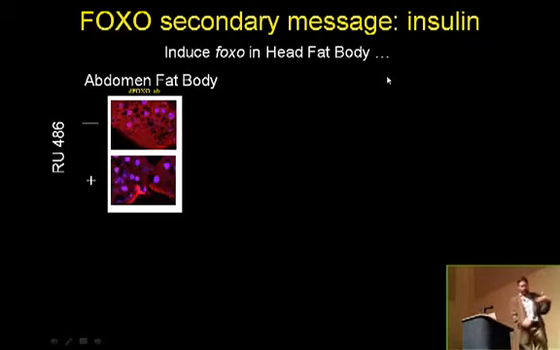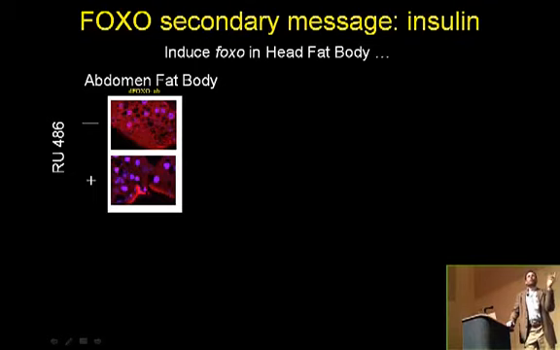The way we discovered this was Meng Ping, who was working on this at the time, dissected fat body out of the abdomen, which is miles away from the head. And then we did immunocytochemistry with antibodies against FOXO, and in the absence of RU486 affecting the head expression, FOXO is in the cytoplasm. But when we activated the head fat body FOXO, we found FOXO went into the nucleus, the nuclei, in the distant fat body of the abdomen.